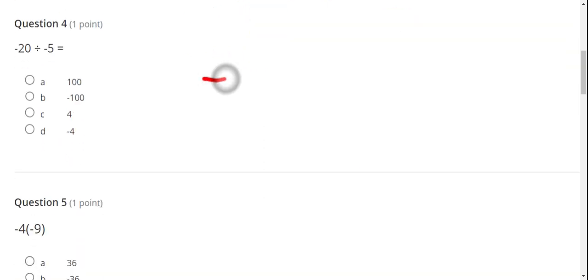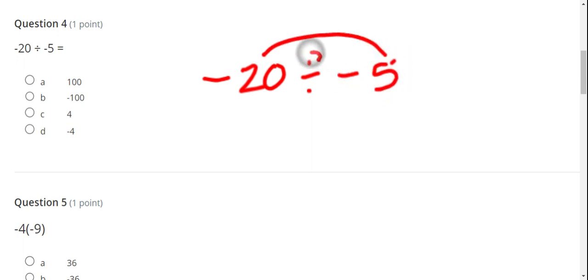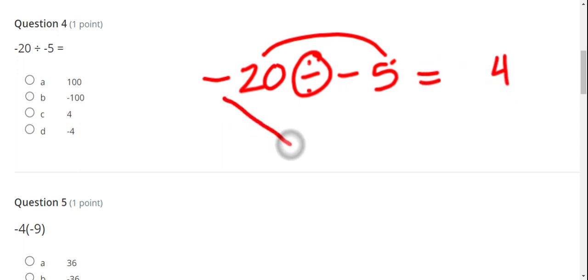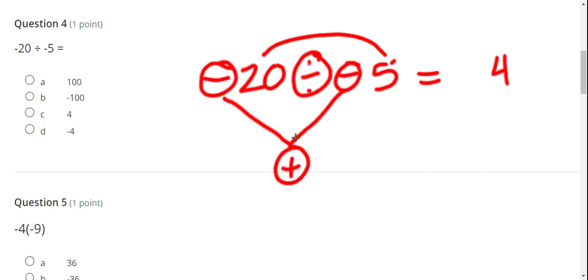Negative 20 divided by negative 5. So 20 divided by 5 is going to give us 4. 4 times 5 is 20. And the negative divided by a negative, the negative of a negative, when the negative runs into the other negative, it's going to switch it to a positive.